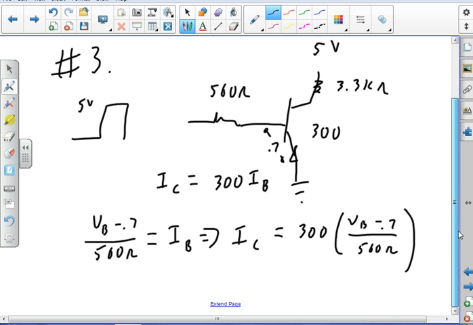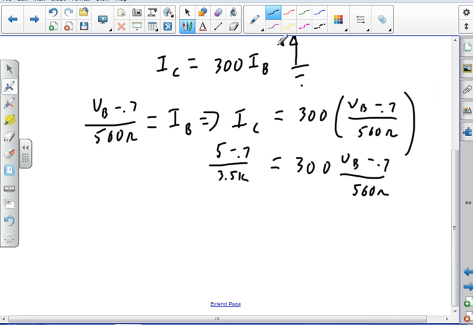Okay, I'm in saturation when I have maximum current flowing here, right? So that would be the entire 5 volts, but I still have a 0.7 drop. So I'm going to go 5 minus 0.7 divided by 3.5K. That's going to be the maximum saturation current through that way, which is 300 times the voltage at the base minus the 0.7 drop, divided by 560 ohms. Okay, now I got one equation, one unknown, and I should be okay.